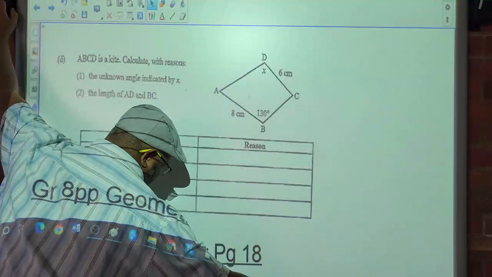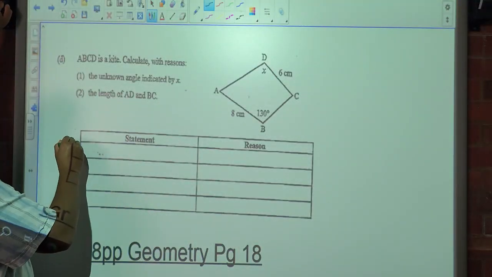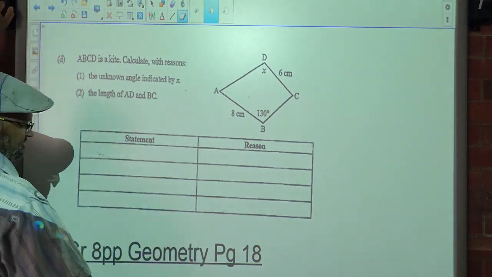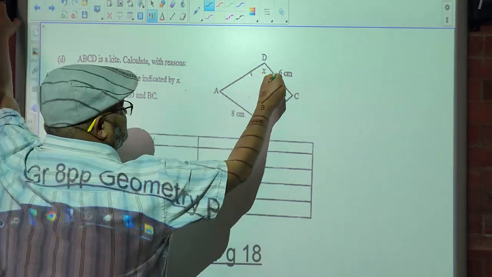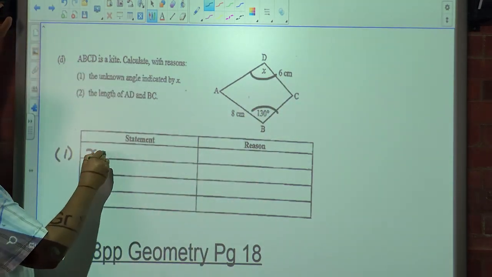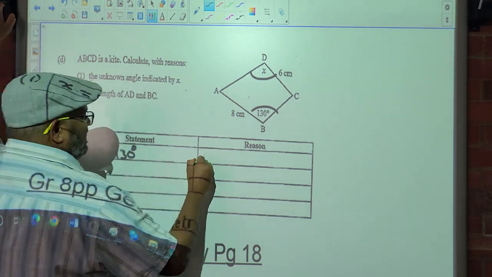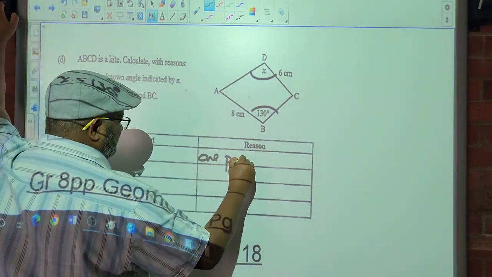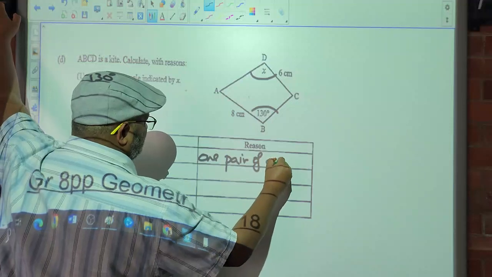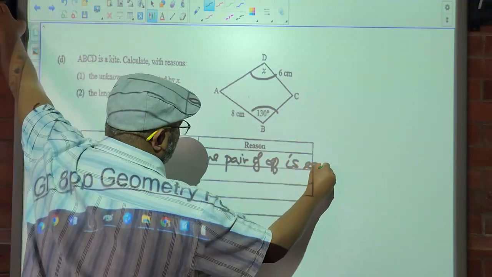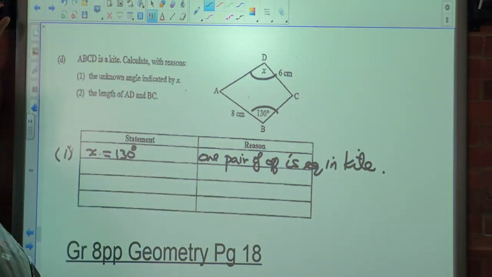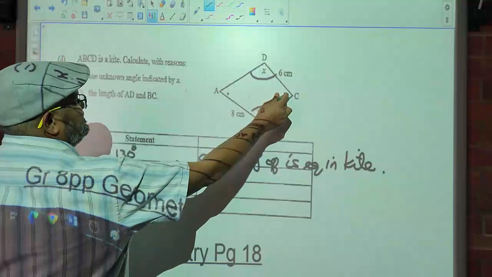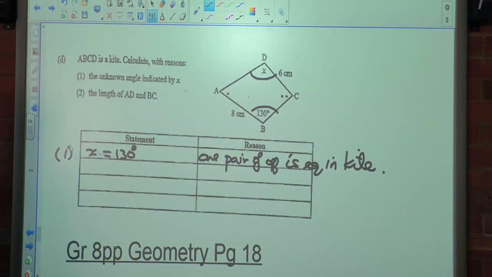Alright, so where do we start? We said 1, the unknown angle indicated by x. So x is equal to 130. Why? 1 pair of opposite angles equal in a kite. This is not equal to that, no? Right.